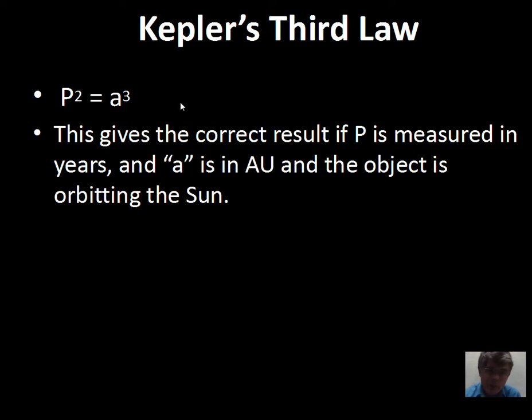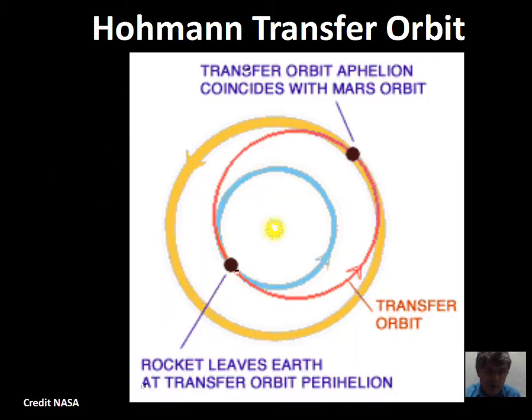A is the semi-major axis in astronomical units. This formula only works as we orbit the sun. So mathematically, you'd have to change a constant in here to do this for the Earth or some other star. So P squared equals A cubed with years and astronomical units. This is something we use in the solar system for objects that orbit the sun.